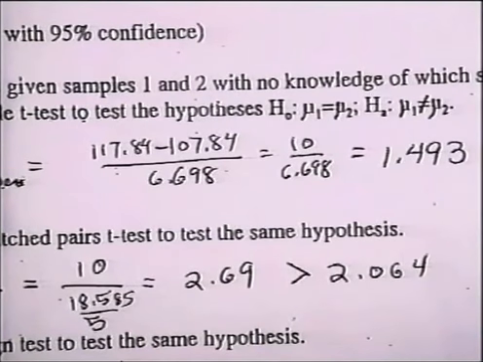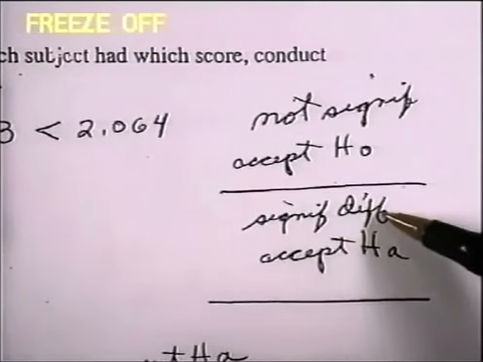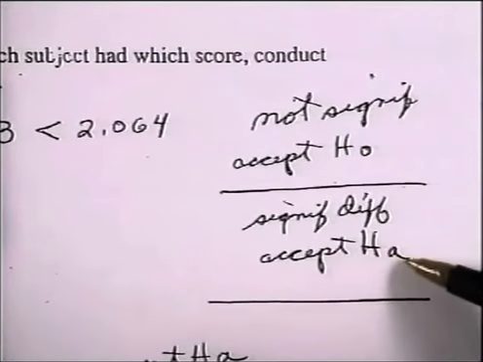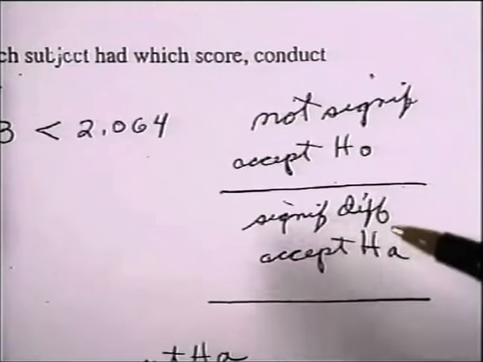Now the question is, is 2.69, my calculated t, bigger than t star, the table t, 2.064? Yes, it is. So in this case now, I'm going to change my conclusion. On this one, down to the second part, I would say they are significantly different. I would reject the null hypothesis, and I would accept the alternate hypothesis that these two values are different.